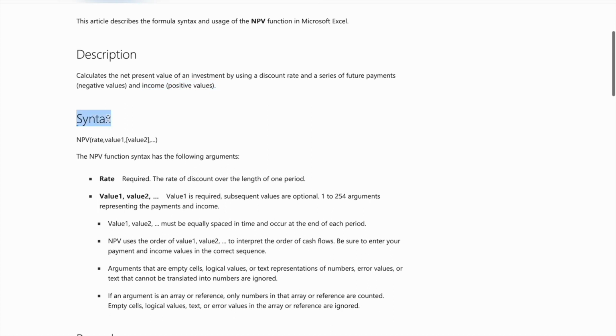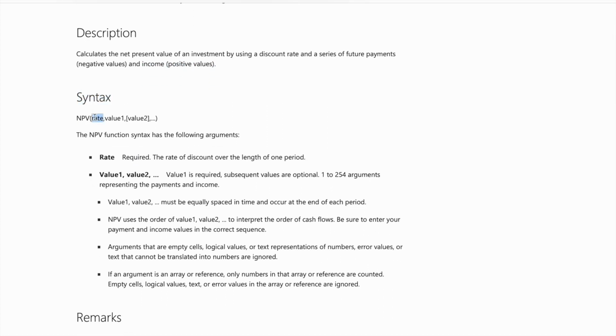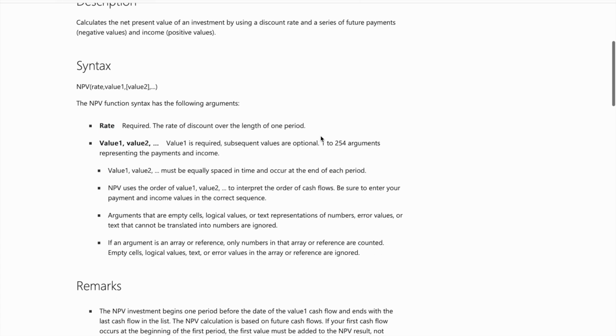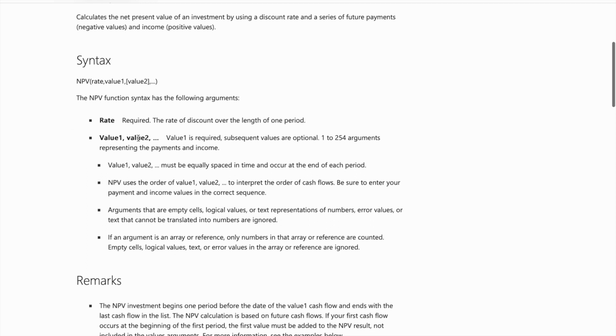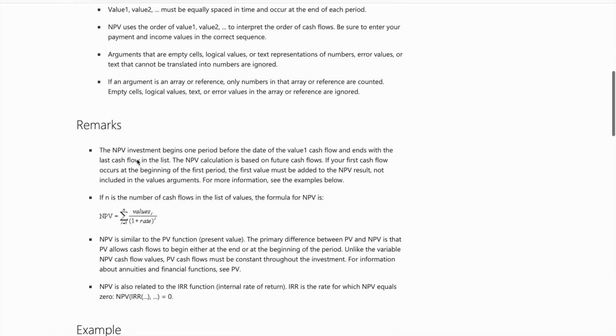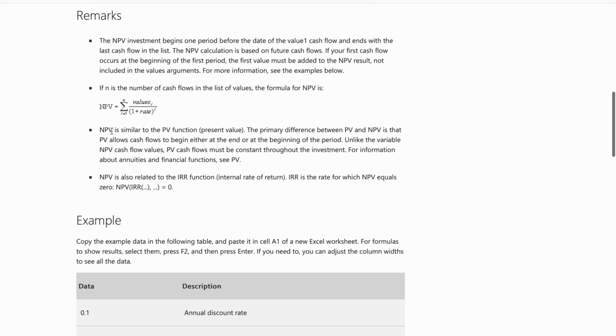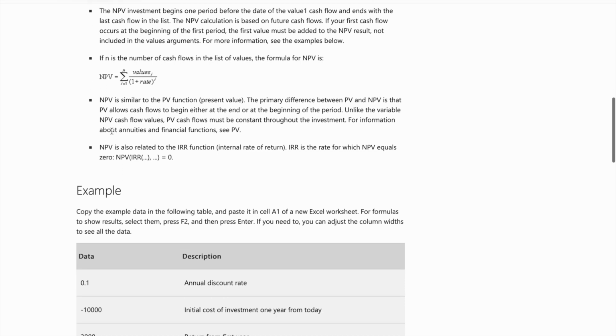Here you can see the syntax. So first one we have rate, then value 1, value 2 and so on. Here rate means the rate of discount over the length of one period. Then value 1, value 2 and so on. Value 1 is required. Subsequent values are optional. Okay. And here are remarks. We're not going to see what the remarks are.